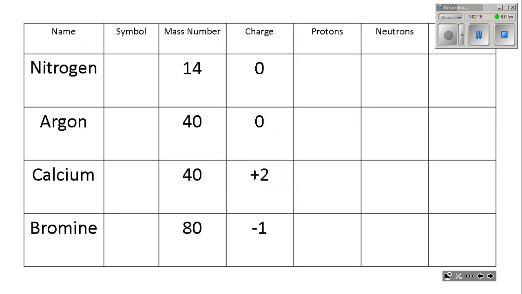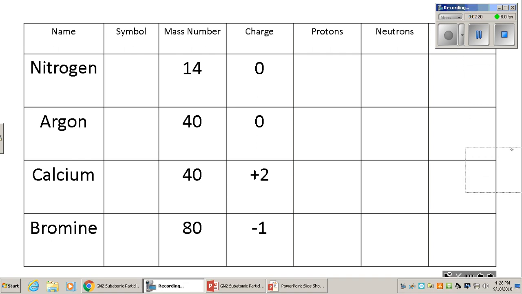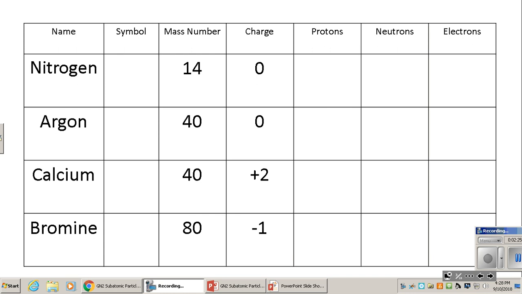So we have a chart here, and as you work your way through this chart you're going to be looking for the number of each of these subatomic particles: the protons, the neutrons, and the electrons. You're going to look at the charge, the mass number, and find the symbol. For instance, the name of this element is nitrogen. As you search through the periodic table, you've got all of those things there. Nitrogen's symbol is N, so that may help you find that element a little faster.